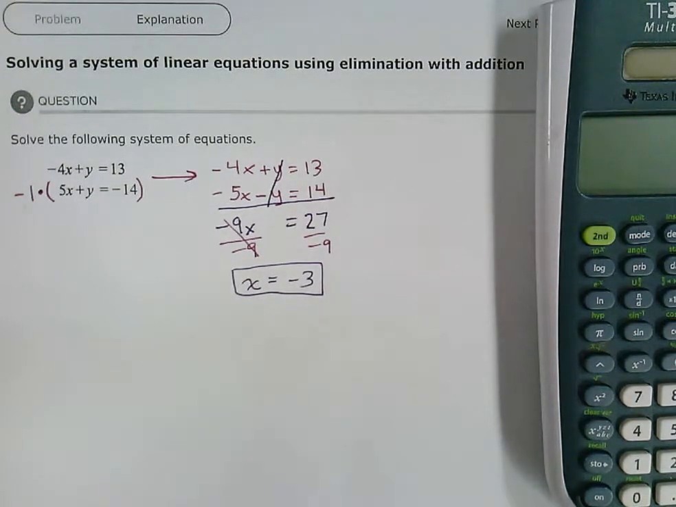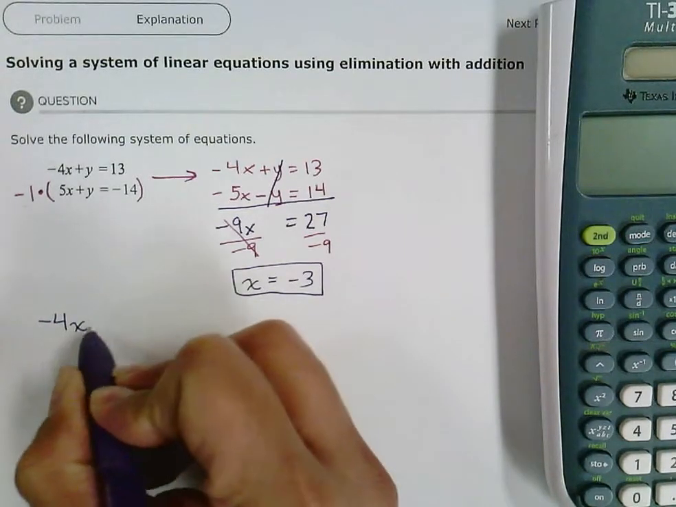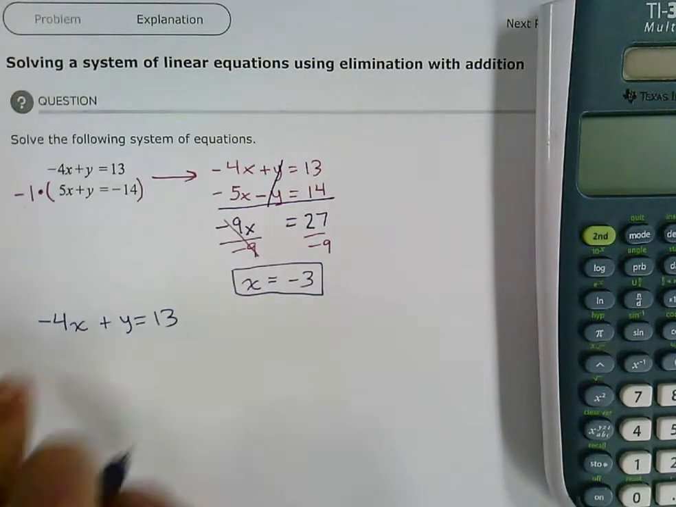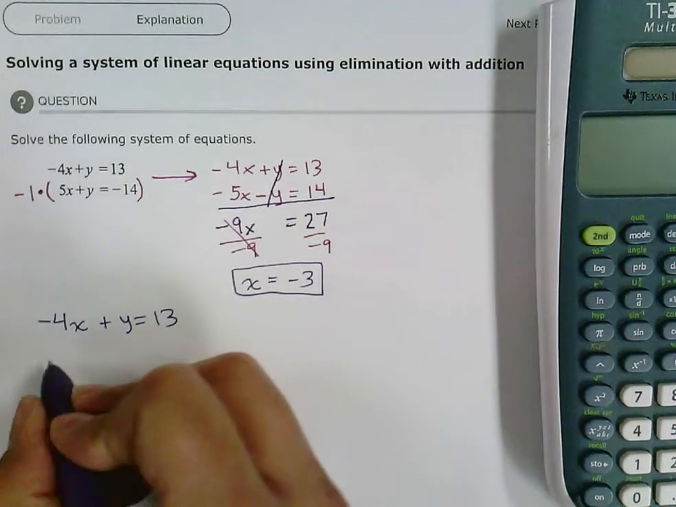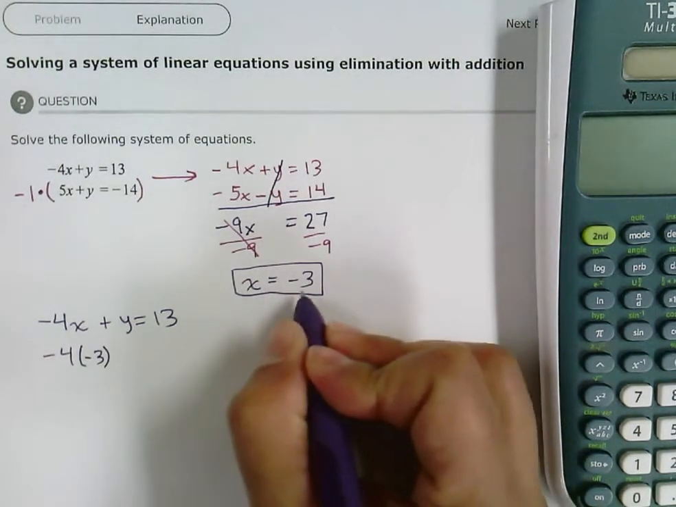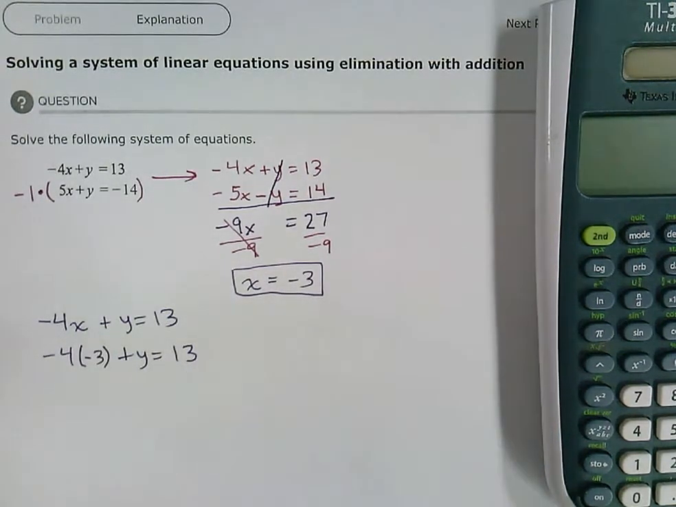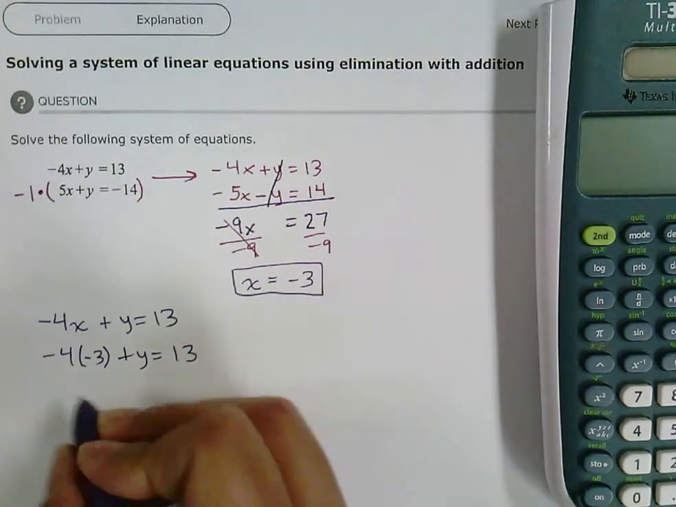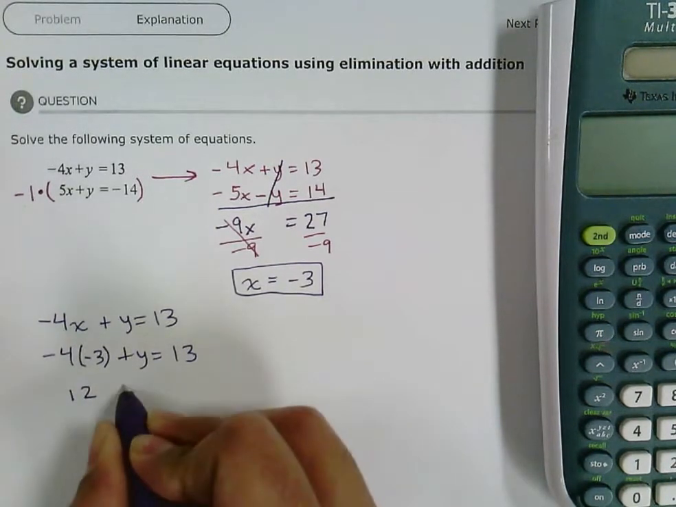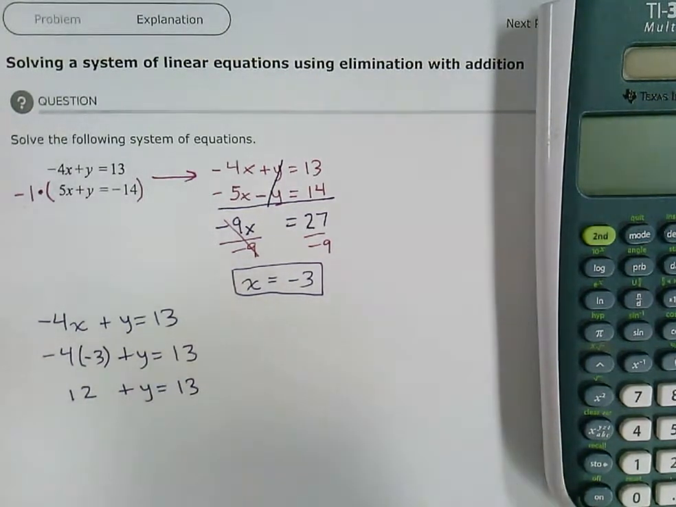I will go ahead and take the first equation. The first equation is negative 4x plus y equal to 13. Let's substitute the x value of negative 3. Negative 4 times negative 3, which is our x value, plus y equals 13. Let's start simplifying by multiplying negative 4 by negative 3. The result there is positive 12. We have positive 12 plus y equals 13.